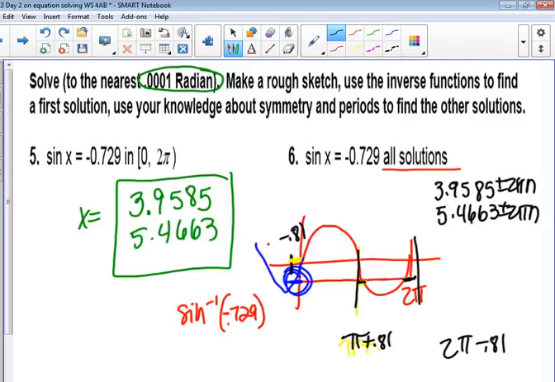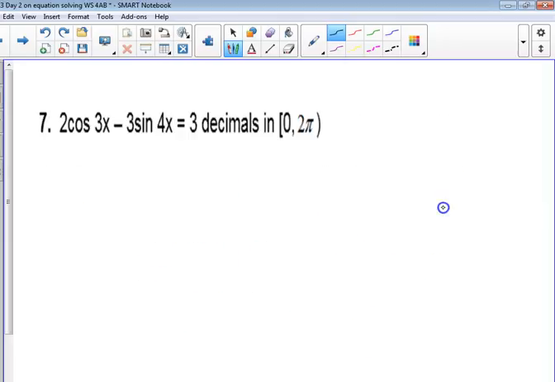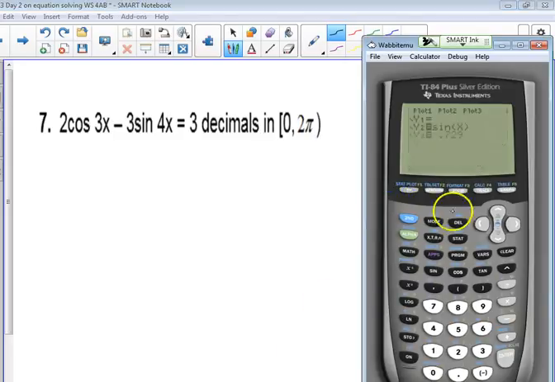All right. Moving on. Can we talk about, oh, this one. Forgot about this one. This is just a graphing calculator question. If you look at that, do you have any idea what that's going to look like? Yeah, me either. Okay. Because it doesn't even have a common period, right? It's just a mess. So type it in. 2 cosine 3x close parenthesis minus 3 sine 4x close parenthesis. Graph it. Oh, it's supposed to equal 3, which means I want to do what?